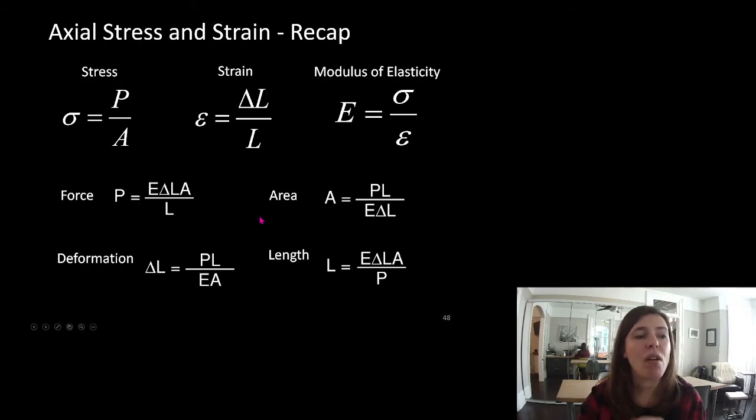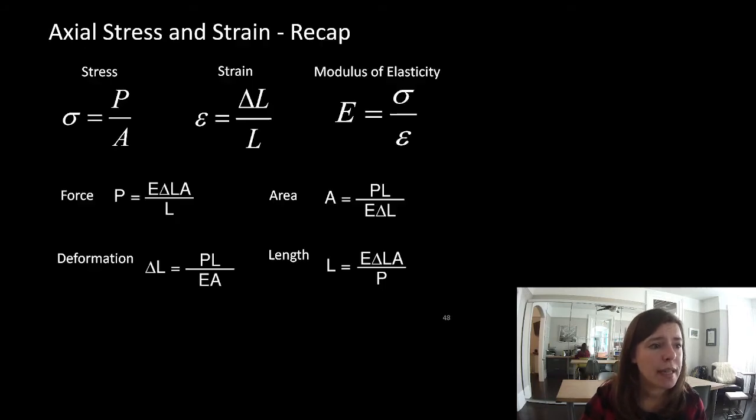Okay, here is the recap. I like this slide because it has all the equations all summed up for you. Stress is force divided by area. Strain is our change in length divided by our original length, and our modulus of elasticity is stress divided by strain. We can plug these into each other and rewrite it in any of the things that are going to be handy for us later on.